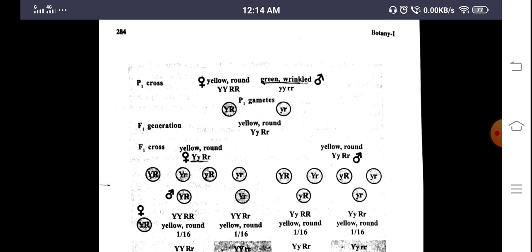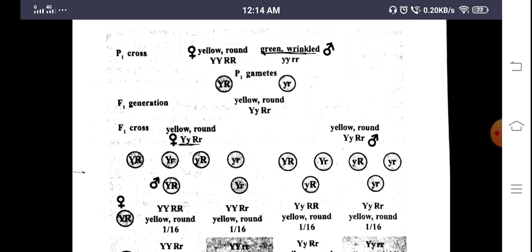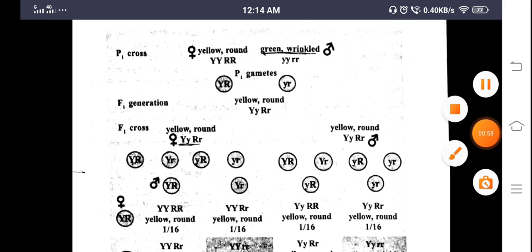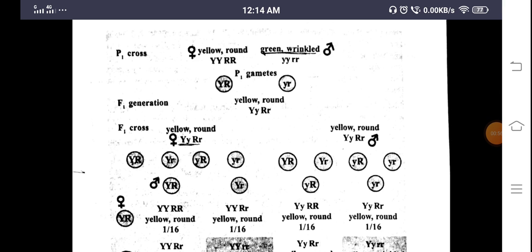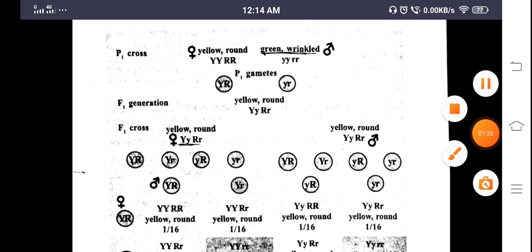So the dihybrid cross, generally, is the cross between two parents by taking two characteristics. Here, di means two. So here we are crossing two plants by taking two characteristics. Here, as an example, let us take two plants.